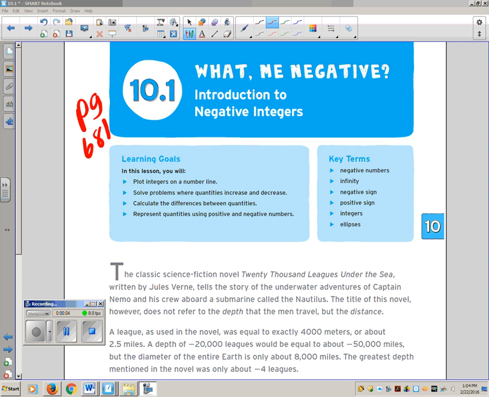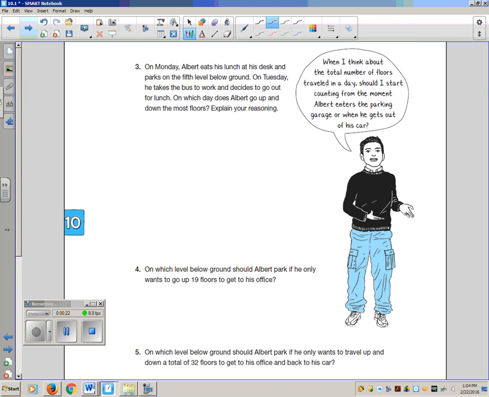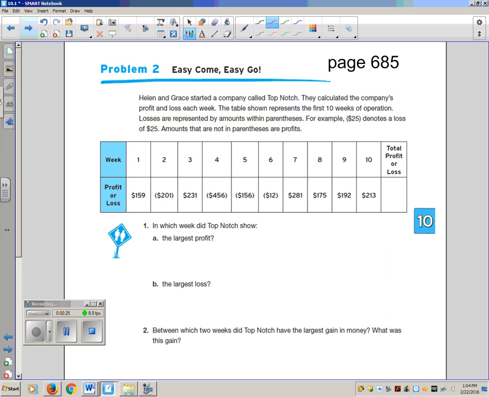Chapter 10, Section 1. This chapter is about integers. A lot of new vocabulary in this chapter. Make sure you watch the first video on Chapter 10 vocabulary before you watch this video. We are going to start on page 685.